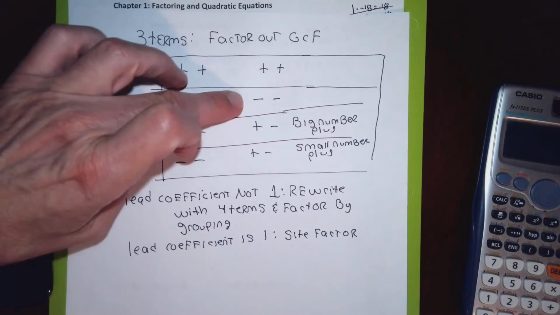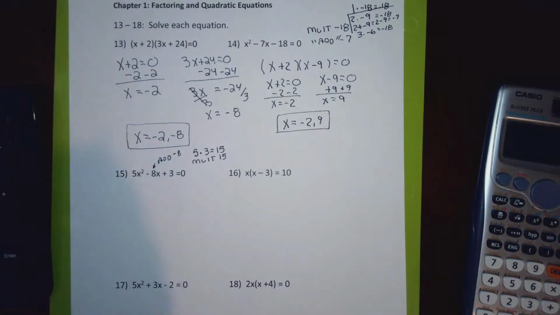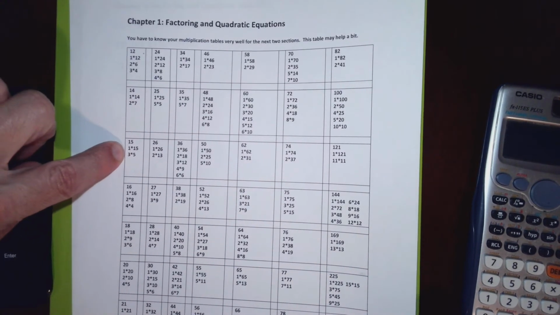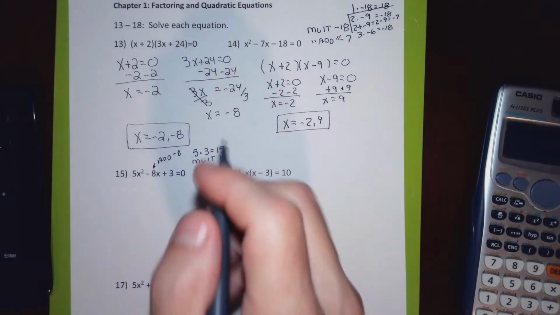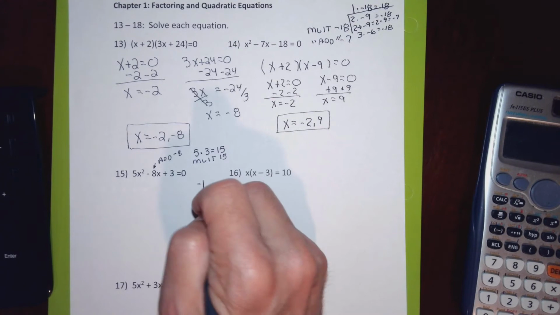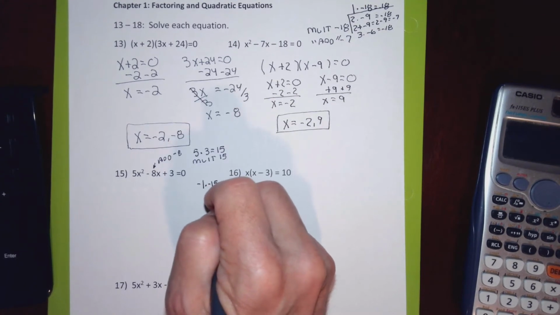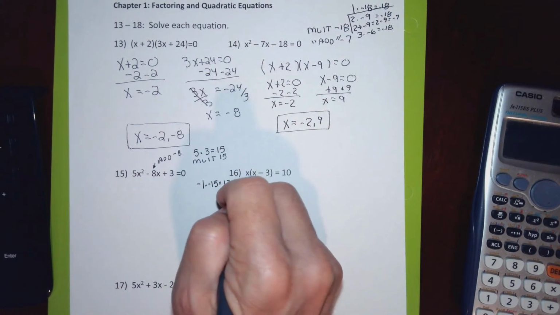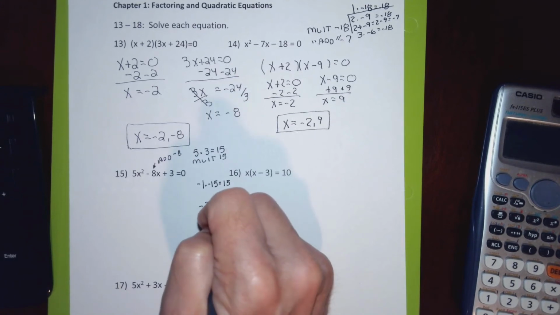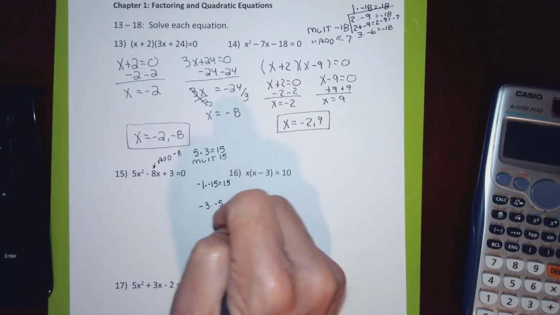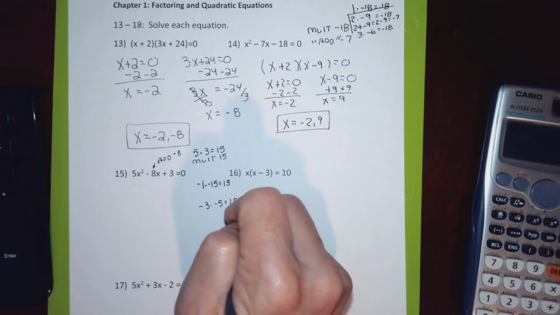And this is the second row of my template. When I have a minus plus, I'm looking for double minus numbers. So I need double minus numbers that multiply to 15. Those are my only choices. So my choices would be minus 1 and minus 15, those are double negative, they multiply to 15. And minus 3 and minus 5, those are double negative, they multiply to 15.